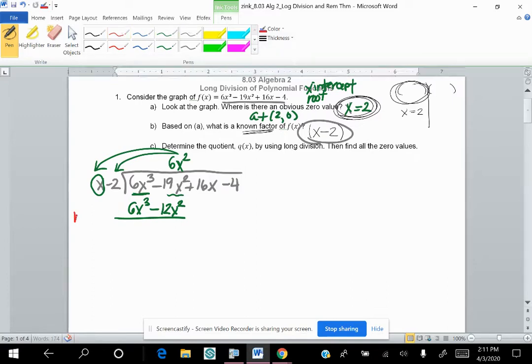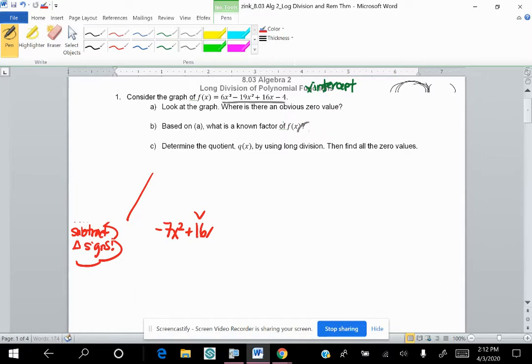So whenever you subtract, make sure you change all the signs. Super duper important. So we're subtracting the 6x to the third, and we're subtracting negative 12, which means we're adding it. So now we're going to add straight down on each of these. So negative 19 plus 12 is going to give me negative 7x squared. These cancel, bring down my next term, which is 16x.